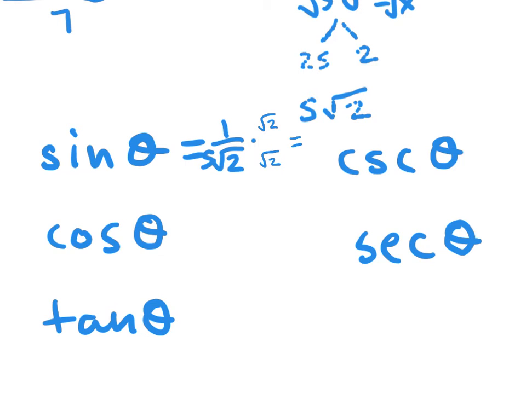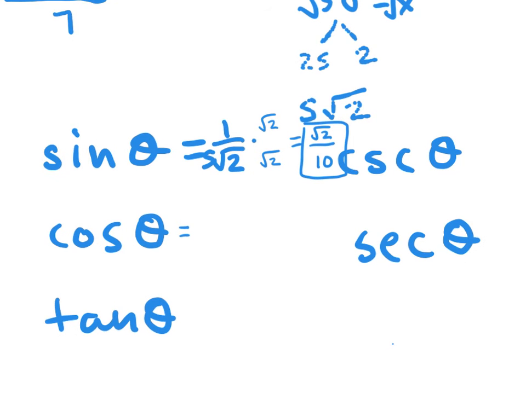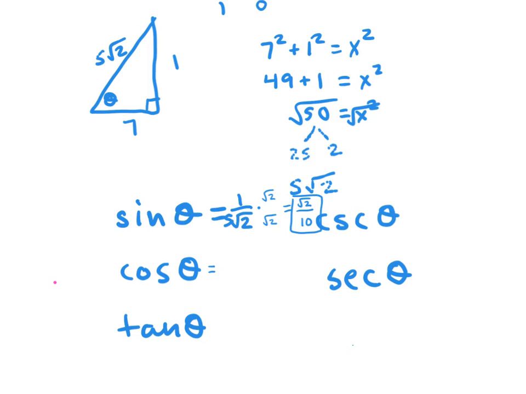All right, now cosine. Cosine is adjacent over hypotenuse. So what's our adjacent and what's our hypotenuse? 7 over 5 square root 2. So we need to do the same thing to get rid of that square root 2 in the bottom. So multiply the top and the bottom by square root 2. What do we get on top? 7 square root 2. What do we get on the bottom? 10.